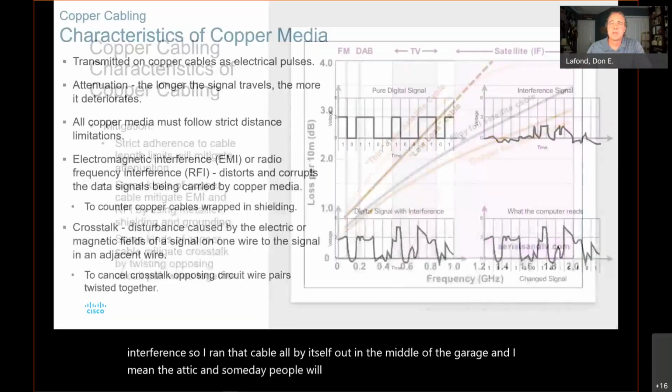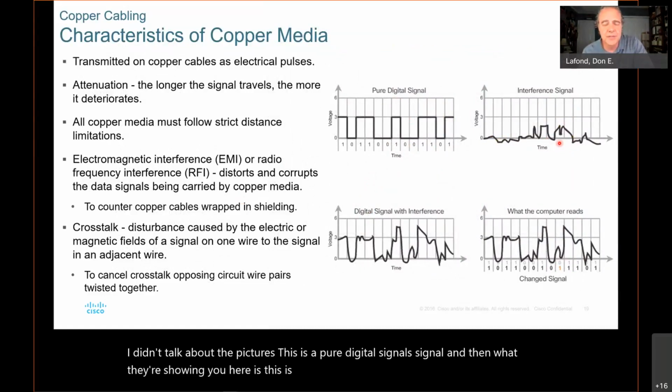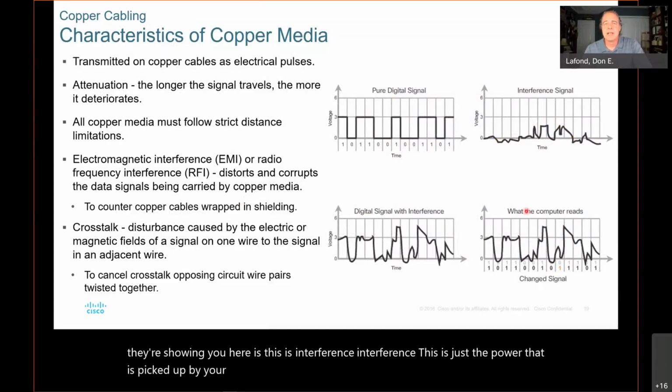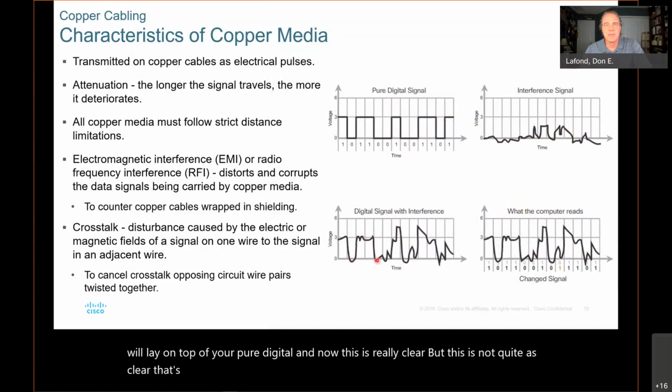Oh, I didn't talk about the pictures. This is a pure digital signal, and then what they're showing you here is interference. This is just the power that is picked up by your cable over time. The problem is that signal interference will lay on top of your pure digital signal. Now this is really clear, but this is not quite as clear. That's obvious, this is a down, that's an up, this is an up, but it's not clear, especially this last one, for example.